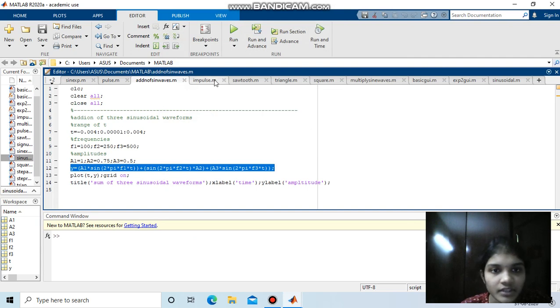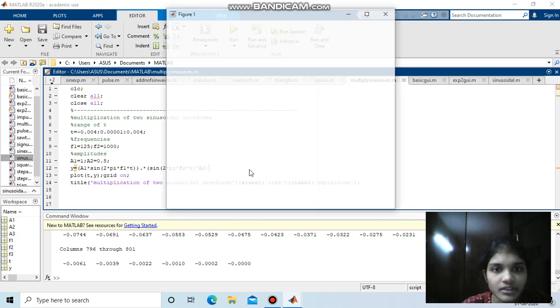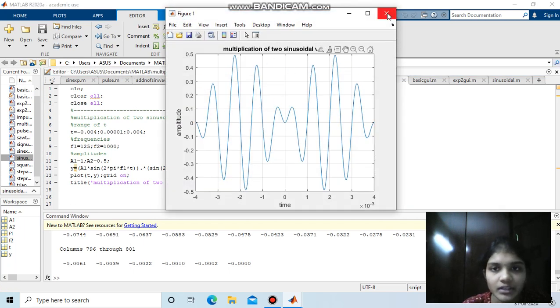And if we see the multiplication of sine waves, it is similar to the addition of sine waves, but we use here the dot star operator, that is element-wise multiplication. And if we see the graph, it comes like this.